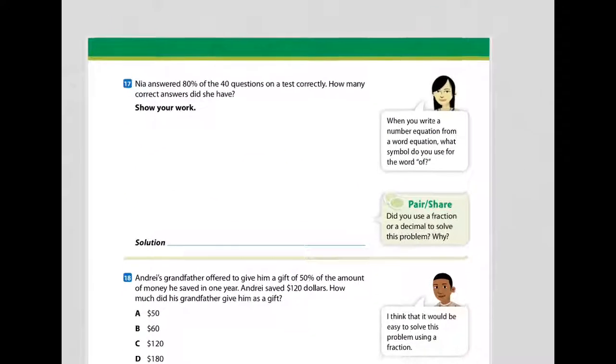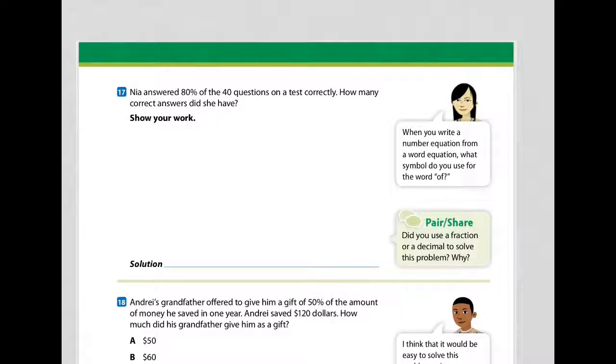So now, in this one, we're going to read it because we're going to set you up here. So it says, Nia answered 80% of the 40 questions on a test correctly. So 80% of the 40 questions are correct. How many correct answers did she have?